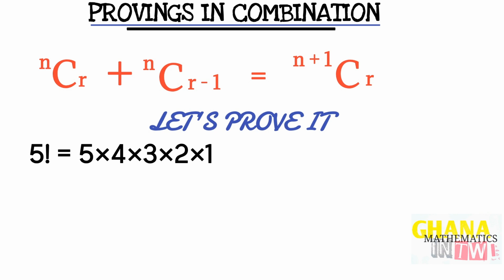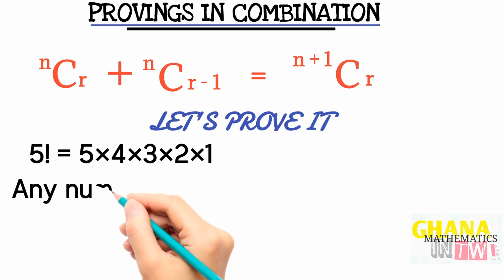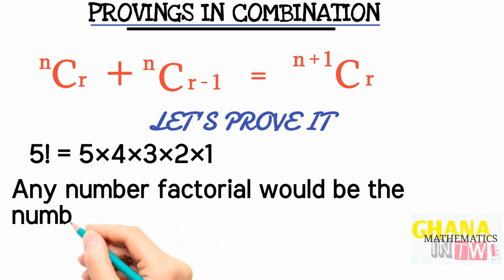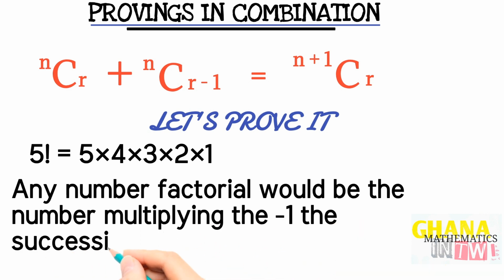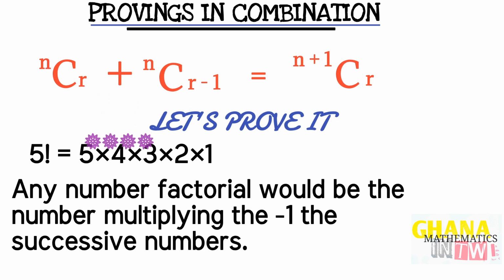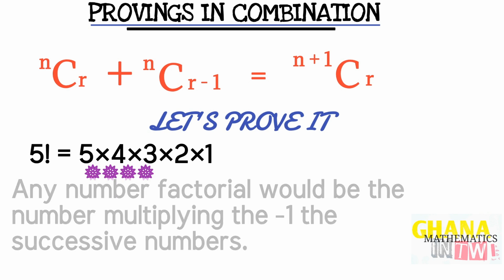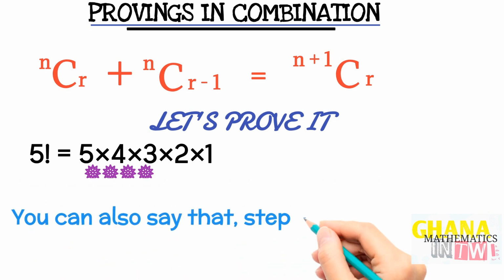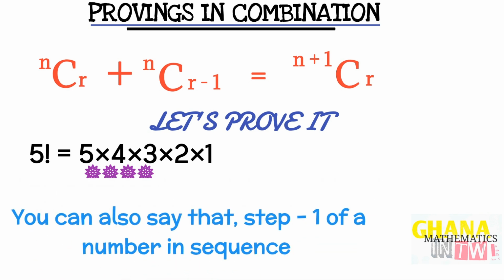When you have 5 factorial, it is breaking 5 down by 1, or decreasing 5 to 1 and the next number to 1. So it will be 5 times 4 times 3 times 2 times 1. So 1 from 5 makes 4, 1 from 4 makes 3, 1 from 3 makes 2. Have you seen the order? We decrease it by what? By 1, and then we multiply it successively in order. That is factorial. You can also say that it is step minus 1 of a number in sequence.